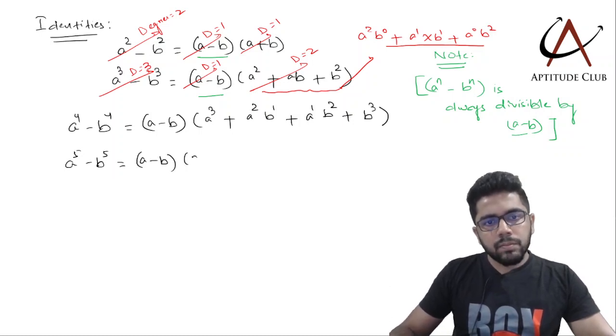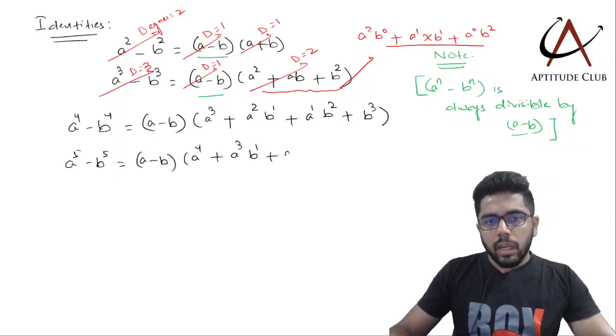A minus b, this will be now degree 4, so power of a is 4. Gradually reduce, and a reduces by 1 every time and b increases by 1 every time, and finally b to the power 4.